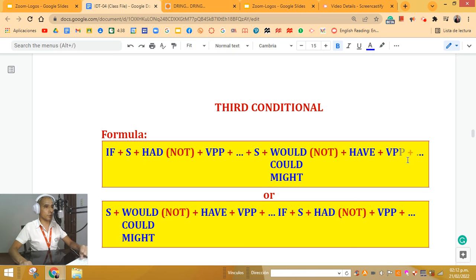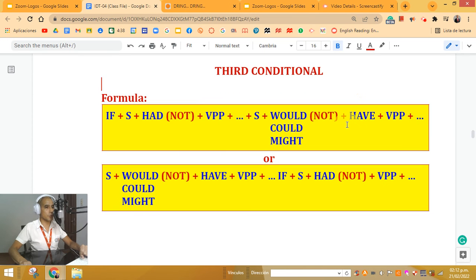Or the other way, that could be subject, plus would, could, not, plus have, plus the verb in the past participle, plus the conditional if, plus subject, plus had or had not, and the verb in the past participle. The only difference, if you pay particular attention to this, is the order. In the first one, I start with the if conditional, then comes the result clause. In the second formula, I start with the result clause, and then comes the if conditional.